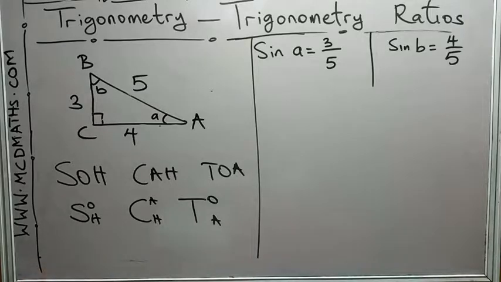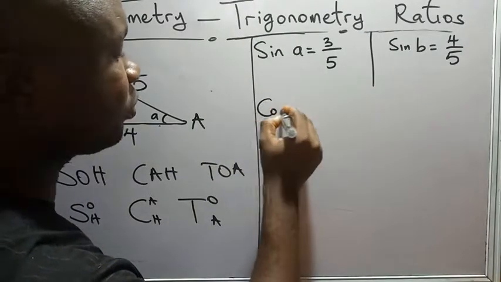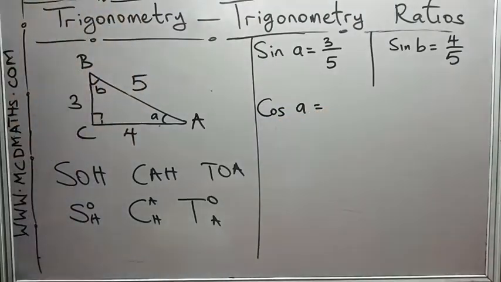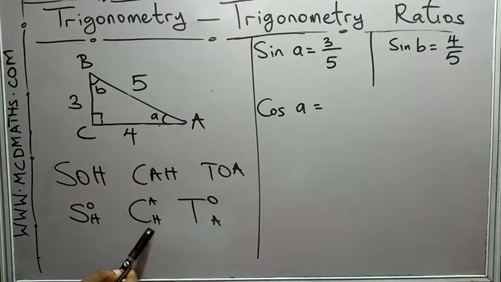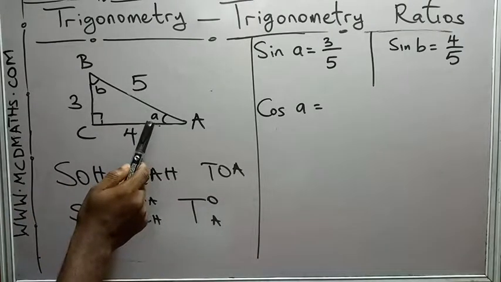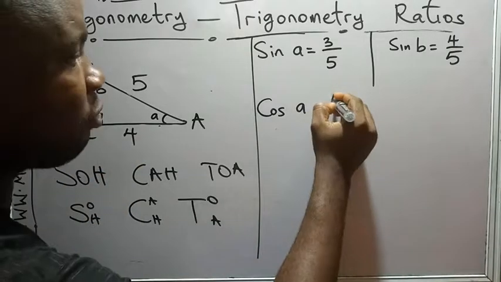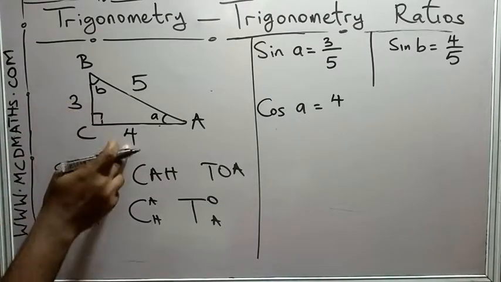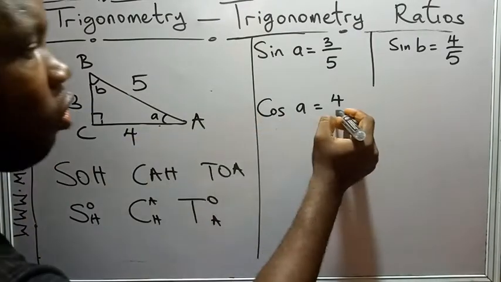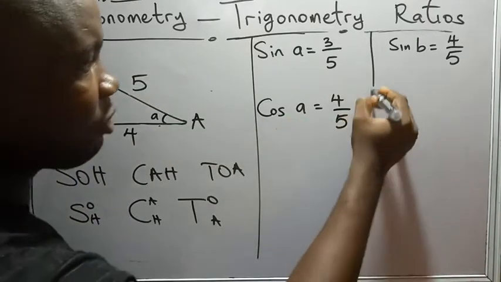Okay, now let's look at cos A. Now for cos A, it is adjacent over hypotenuse. So cos A is adjacent, and the adjacent is 4. So you have 4. Cos A, its adjacent is 4. This is the opposite, and this is the adjacent. Okay, over hypotenuse, which is 5.